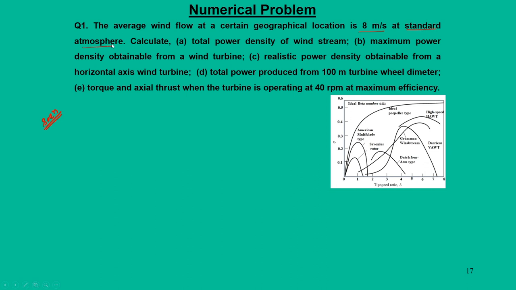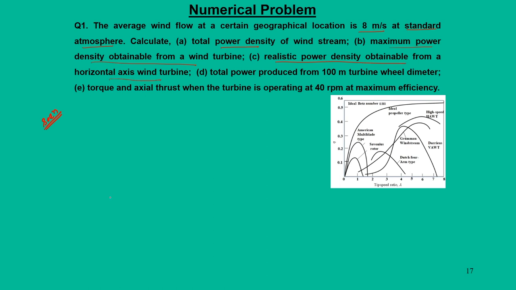That means we know pressure and temperature at that location. So, based on this, we need to calculate the total power density available in the wind with respect to this 8 meters per second. Then we need to find the maximum power density obtainable from a wind turbine, that is through the Betz limit. Third is, what is the realistic power density obtainable from horizontal axis wind turbines.